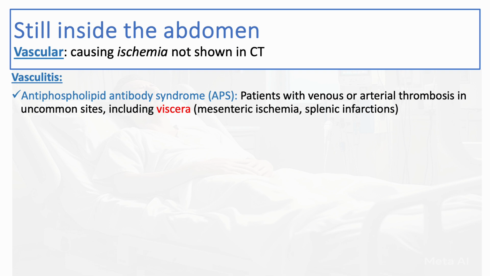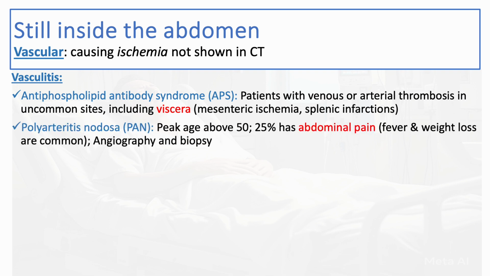these syndromes. For example, antiphospholipid antibody syndrome, not very rare. You probably have seen a case or two. Think about that in a patient with both venous and arterial thrombosis, especially if these happen in an uncommon site, and of course, including the GI or the viscera. They can come in with features of mesenteric ischemia. They might show up as splenic infarction or basically infarction of any other arteries. So antiphospholipid antibody syndrome, with or without rheumatological disease like SLE, keep that in mind.